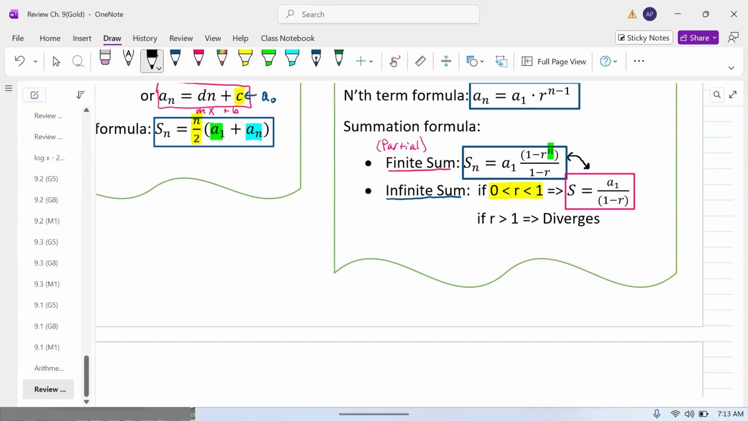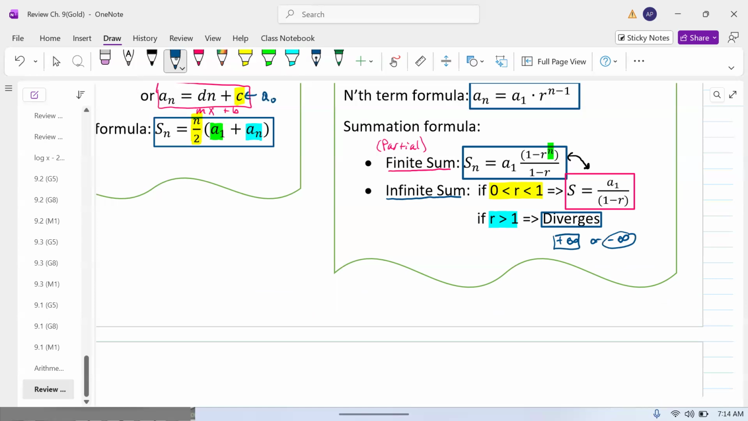Now, if your common ratio is greater than 1, that means that your terms keep increasing over and over, so you are adding bigger and bigger numbers. And if that's the case, then our sum diverges, meaning that it approaches either positive infinity or negative infinity, which really depends on whether you're adding positive or negative numbers. If you're adding infinitely many positive numbers, then of course you will be approaching positive infinity. If you're adding infinitely many negative numbers, you'll be approaching negative infinity.